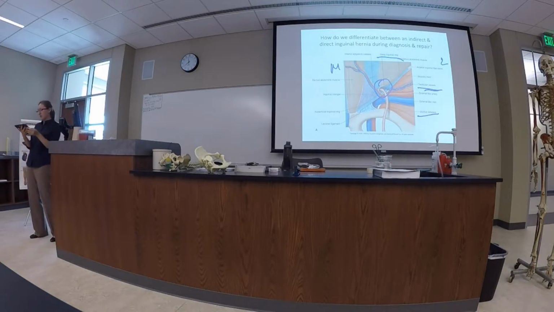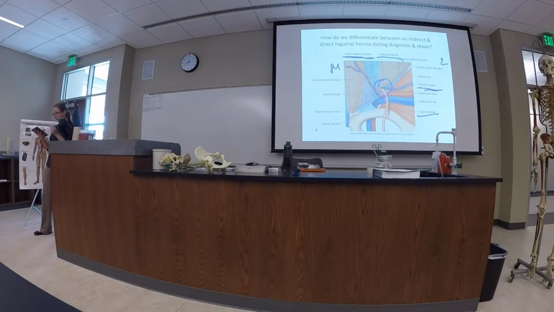What I want to point out here is the placement: the inferior epigastric vessels run just medial to the deep inguinal ring, okay? And then on the other side, we have this inguinal triangle. Some people call it Hesselbach's triangle.